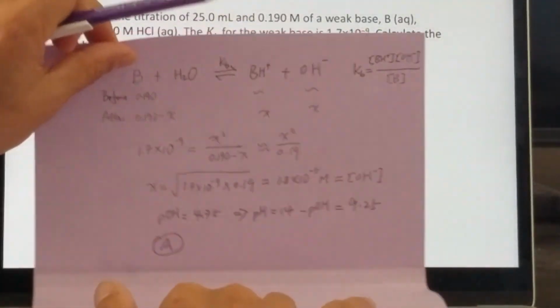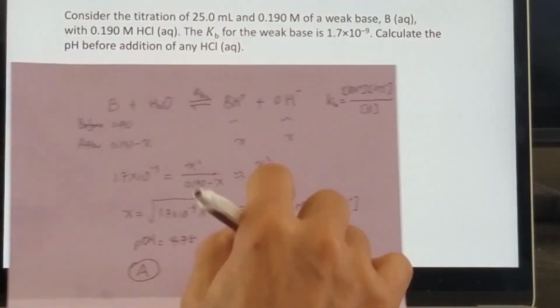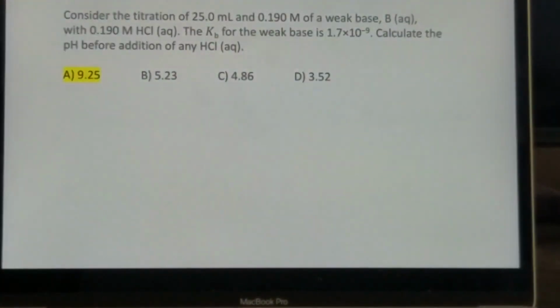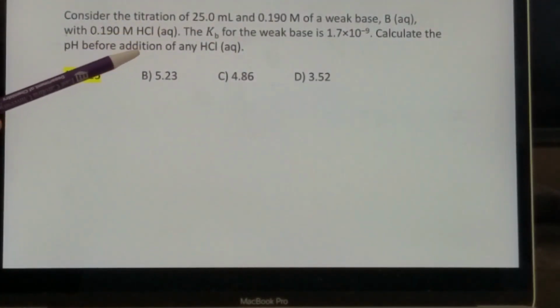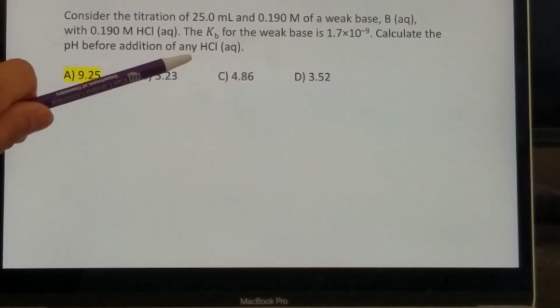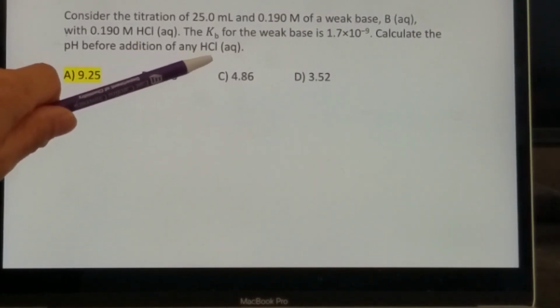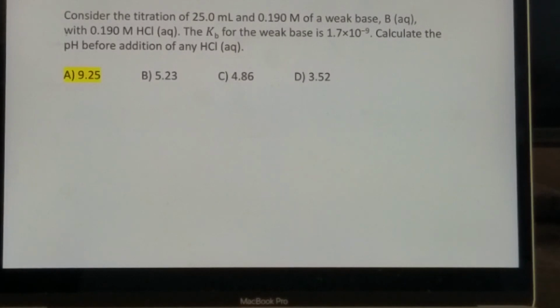Yeah, obviously, the answer should be A, 9.25. Okay, that's the pH before adding any titrant. That's it for this question.